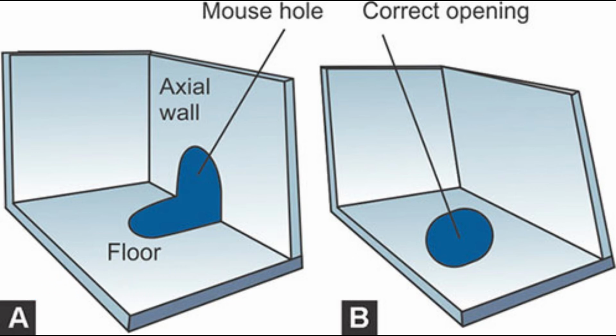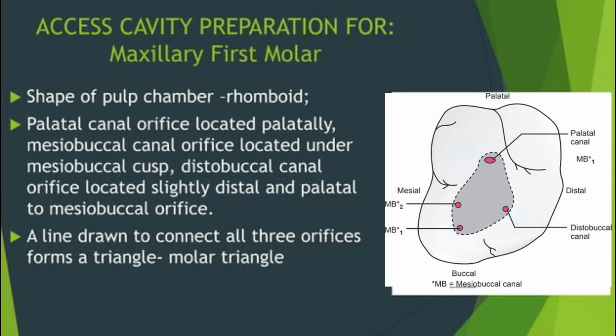Option B, this figure represents the correct opening. Now let us discuss the access cavity preparation for the maxillary first molar. The shape of the pulp chamber is rhomboid in nature.